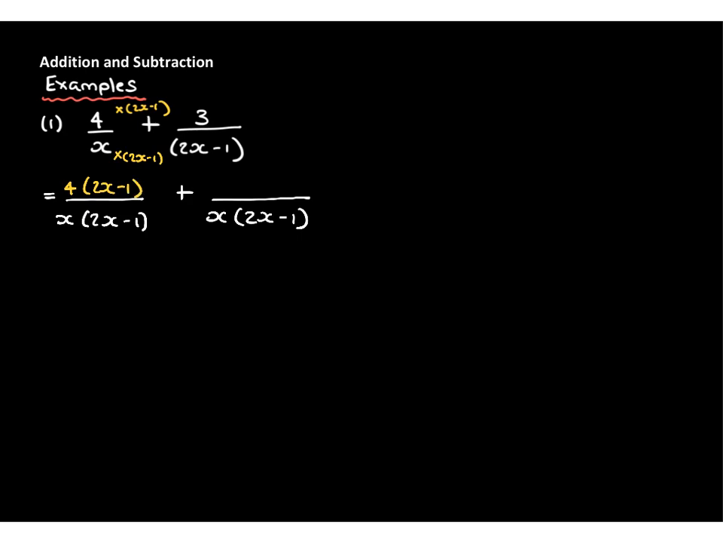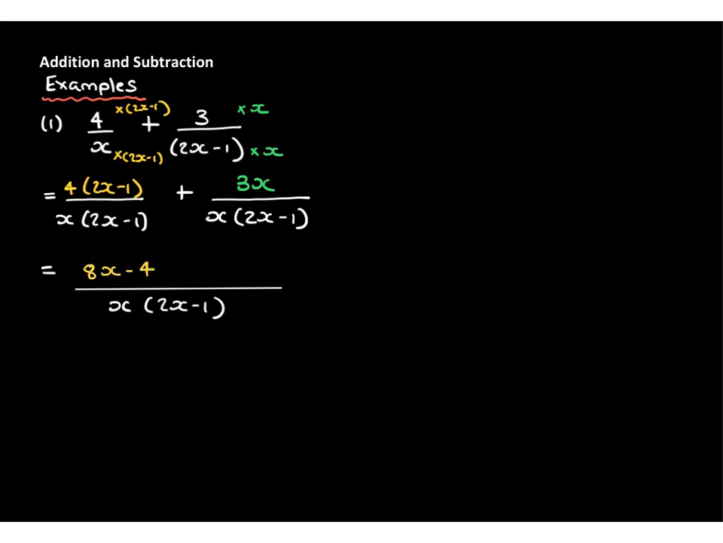And in the second fraction, the denominator has been multiplied by x, which means the numerator has to be multiplied by x as well. So we have this result here. Now, adding the two fractions together, now that they have the same common denominator, we can add the numerators and the whole thing will be over a denominator of x bracket 2x minus 1.